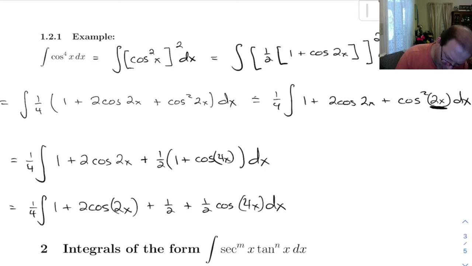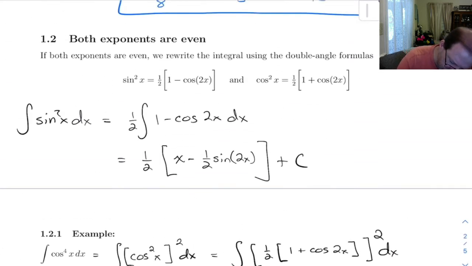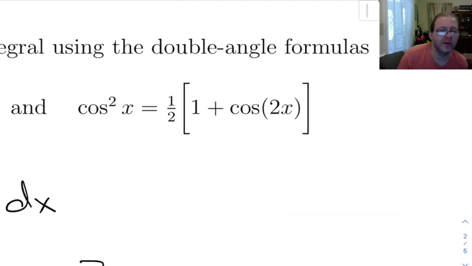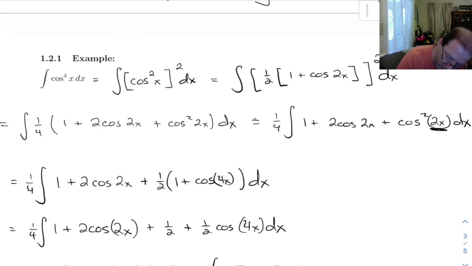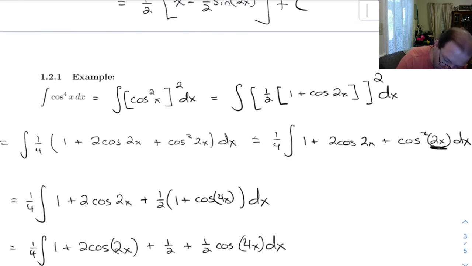Why is it 4x? Because what this says up here is cosine squared of x is equal to 1/2 times all that. If you just replace this x here with some block, then cosine squared of this block is equal to 1/2 times 1 plus cosine 2 times that block. And in this case down here, the block that we're dealing with is 2x. So we have to double that block to get the 4x here.